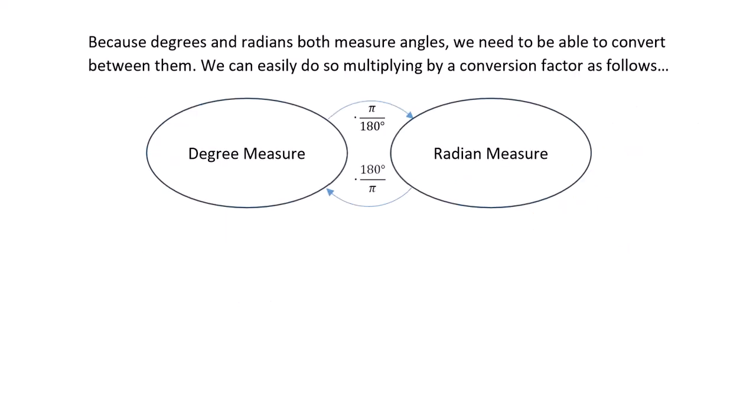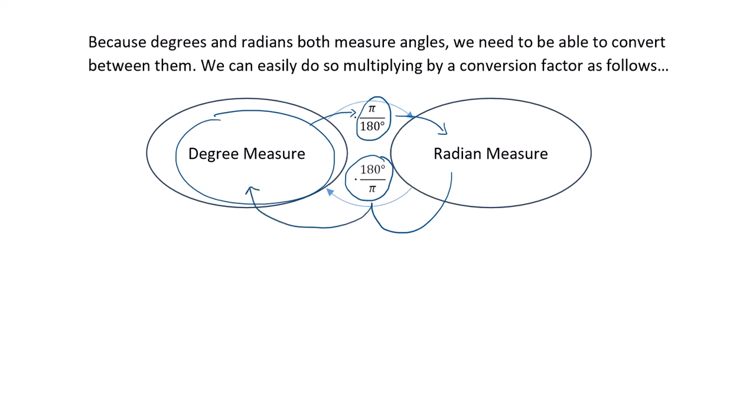Now, degrees and radians both get used to measure and describe angles, so we need to be able to convert between them. But we can do this quite easily, just multiplying by a conversion factor. I know that pi and 180 degrees are equivalent, so if I take some degree measure and multiply it by pi over 180, we're really just multiplying by a fancy form of 1, and out will come our radian measure. If I'm in radians and I want to get to degree measure, I know that 180 degrees and pi are equivalent, so I can take that radian measure, multiply by 180 degrees over pi, and out will come my degree measure.